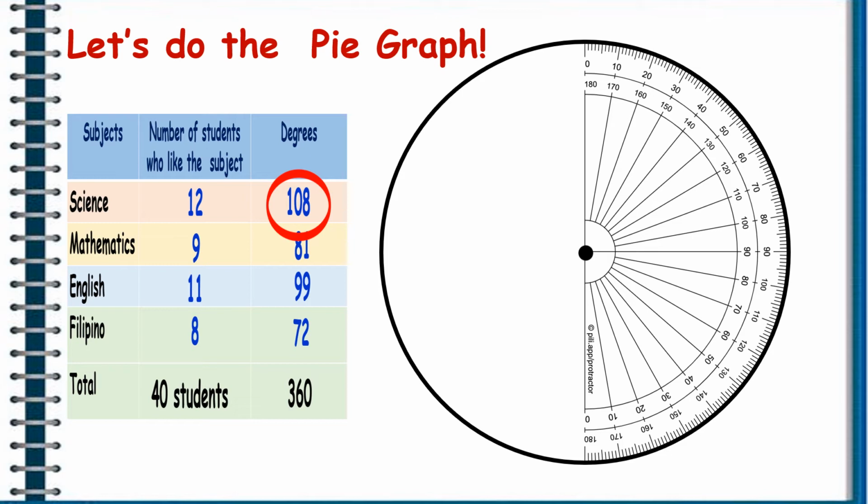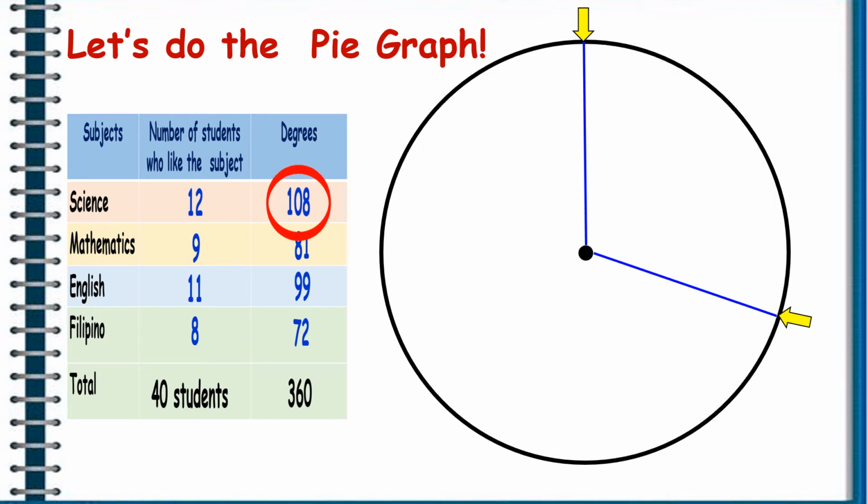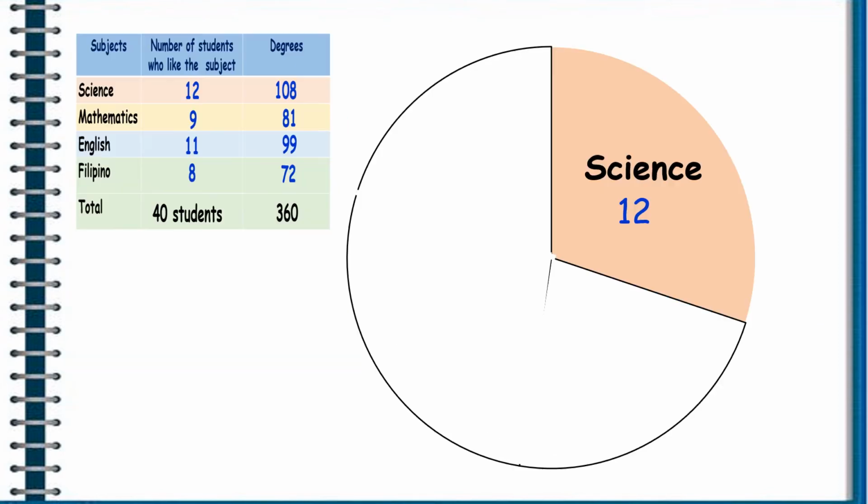We need to locate 108 degrees in the circle. Always start at 0 degree, going to the needed angle, which is 108 degrees. Mark it when you're able to locate it, then make a line going to the center. Look, we have now a slice for science subject. You can color the portion for distinction, then write the data in the pie.